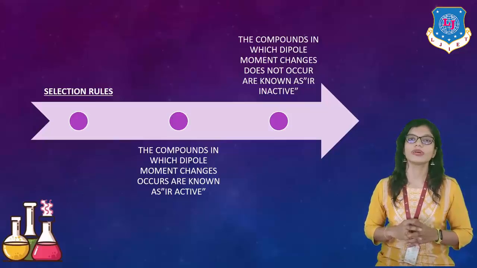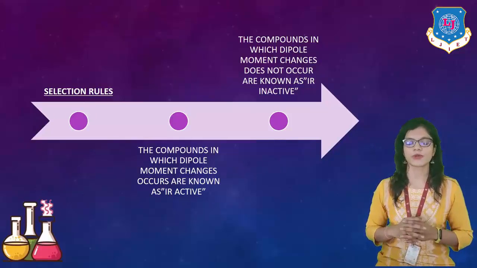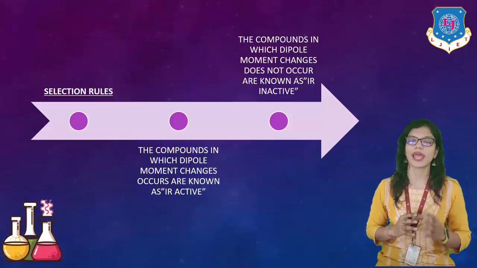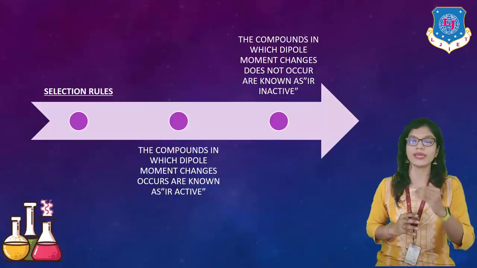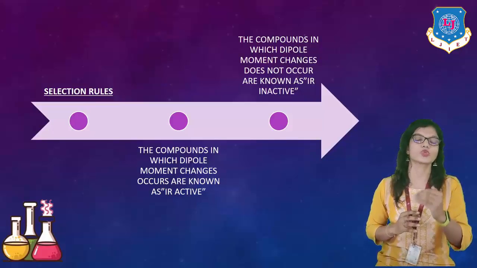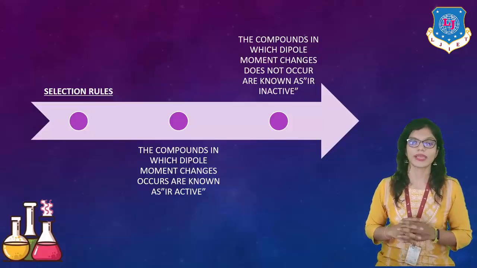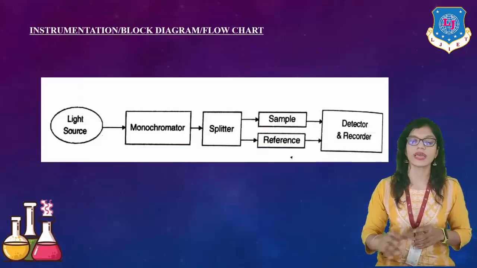If we talk about the selection rules for IR spectroscopy, number one, the compounds in which a dipole moment change occurs are known as IR active compounds. So only the compounds which are IR active in nature get analyzed in IR spectroscopy. The second one is that the compounds in which a dipole change does not occur are known as IR inactive compounds. Two different kinds of criteria are there. Number one, IR active. Number two, IR inactive.